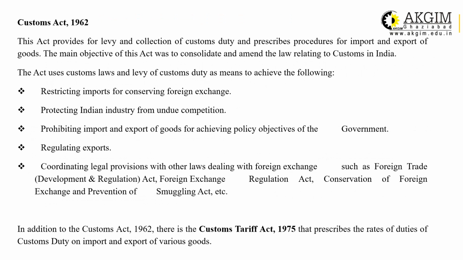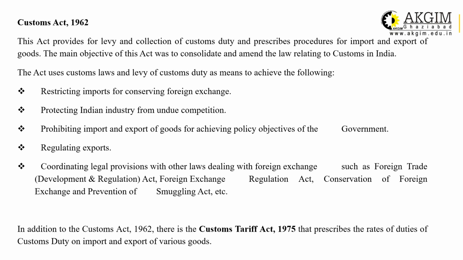The next act which is applicable is the Customs Act 1962. The Customs Act provides for different information related to levy and collection of customs duty, and prescribes the procedure for import and export. The objective of the act is to promote export and import in India, to regulate, to avoid illegal things, and to put a restriction on illegal things. All the provisions related to the movement of goods are given in the Customs Act 1962.